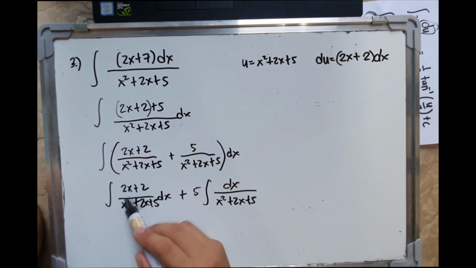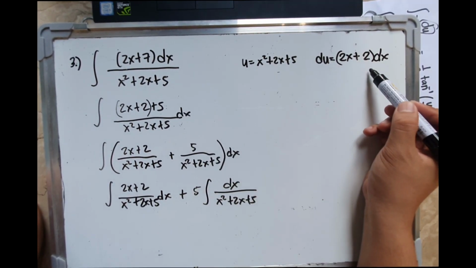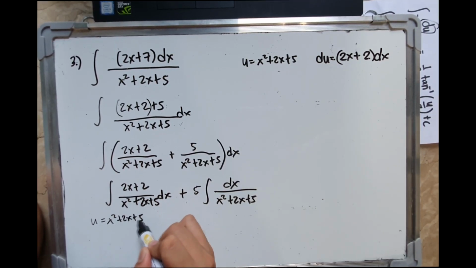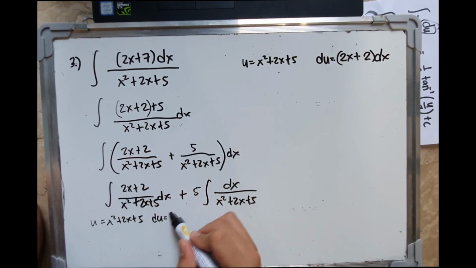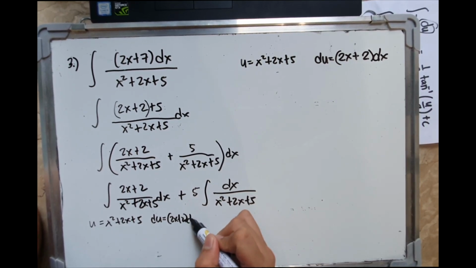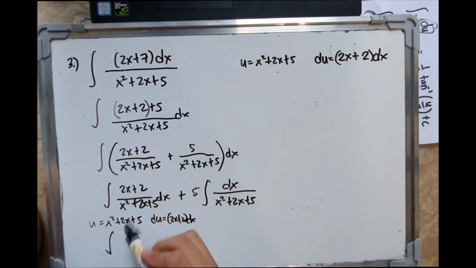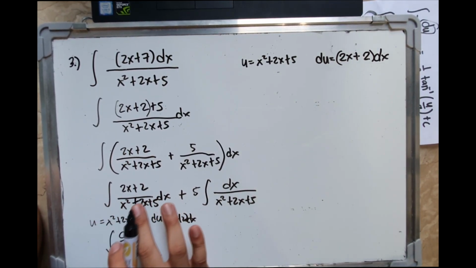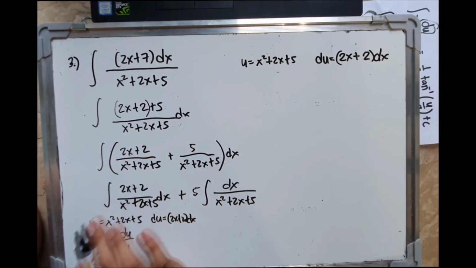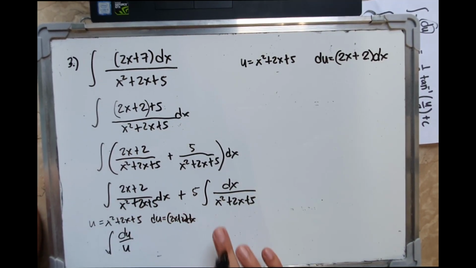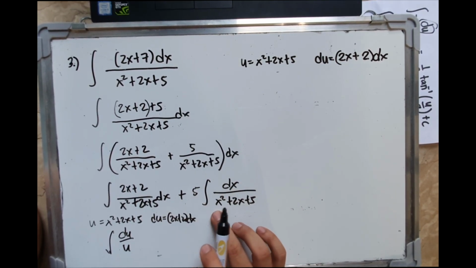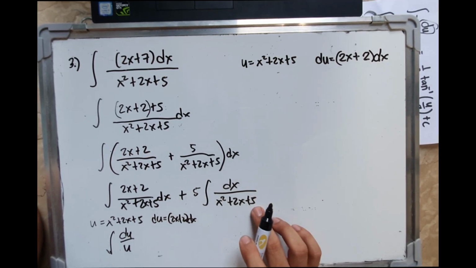This one has a direct relationship. As this is the u, then this is the du, right? So if u is the denominator, x squared plus 2x plus 5, the du is 2x plus 2 dx. So this is now the form of du over u, the ln u. Let's pause for a while on this integral. How about this one? Let's focus our attention here. We have 5 times the integral of dx over x squared plus 2x plus 5.